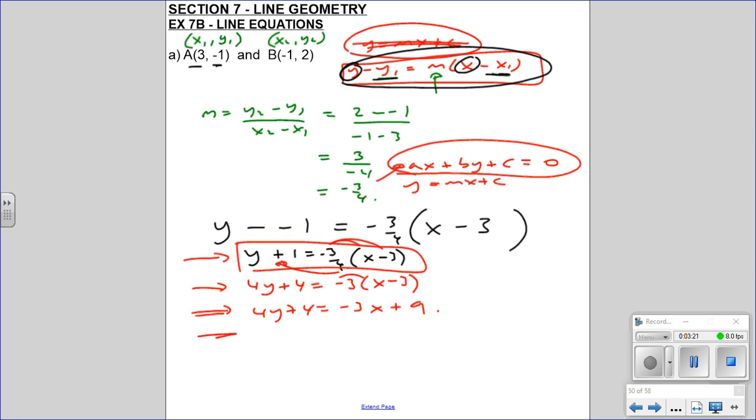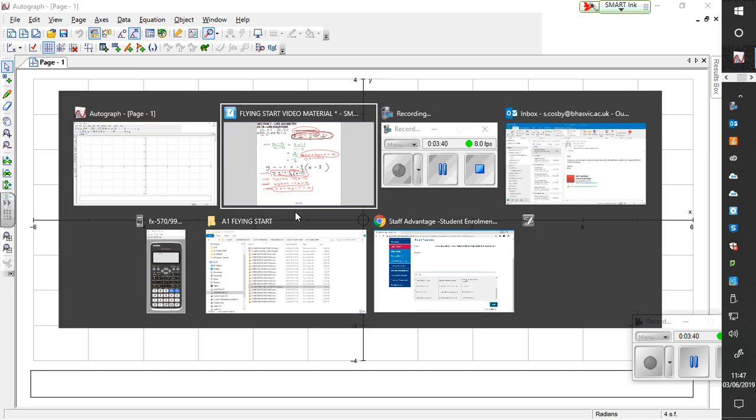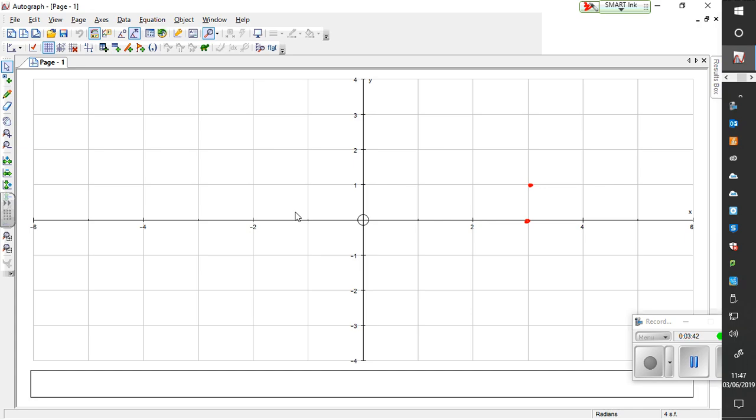Bring everything over to the left. So we get 3x plus 4y minus 5 is 0. So we have it in that form where a, b, and c are integers. So in other words, whole numbers. Briefly, what am I talking about here? So remember we had a here was 3, 1, I believe, or was it 3 and minus 1? Yeah, 3, minus 1.